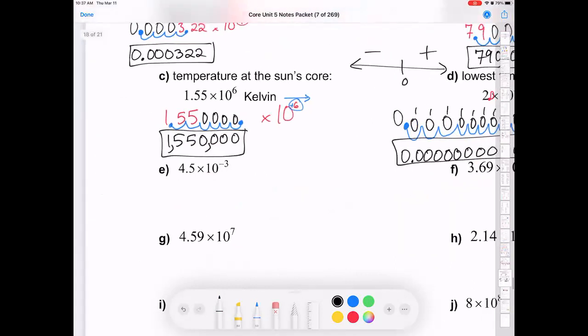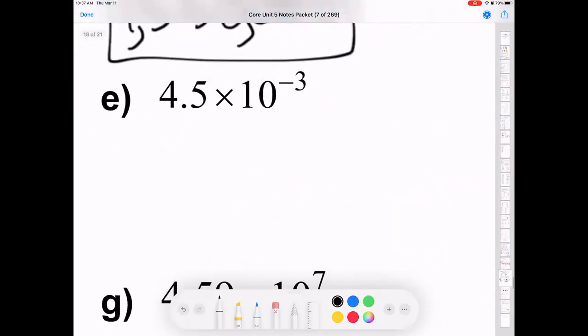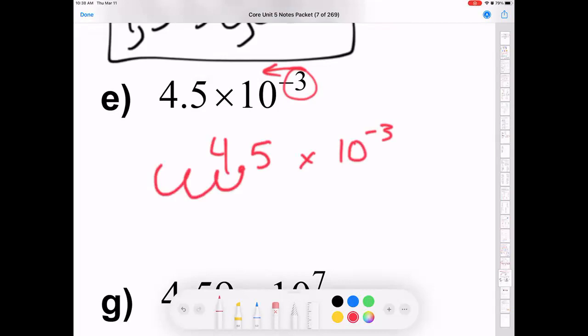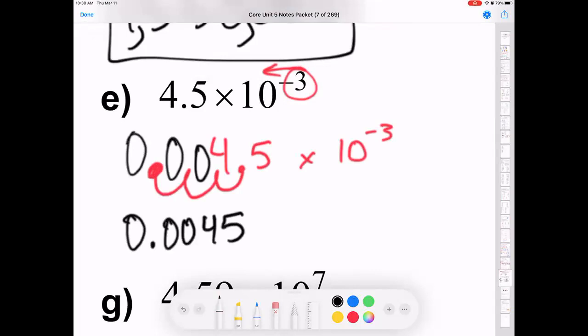All right, next up. 4.5 times 10 to the negative 3. Well, we have a negative exponent, so we're moving that way 3 times. So 4.5 times 10 to the negative 3. Again, moving our decimal 1, 2, 3 times. Anywhere that there's a little bump, we've got a 0. And then 1 in front for good measure. So 0.0045. That would be our solution there.